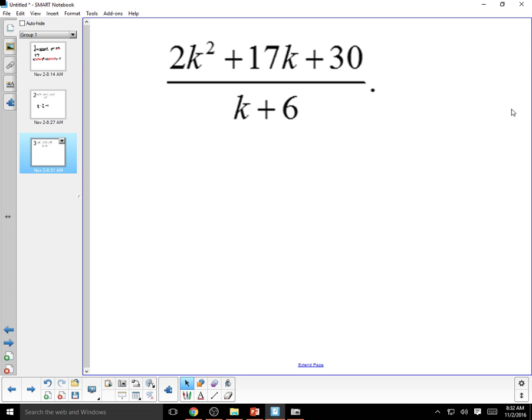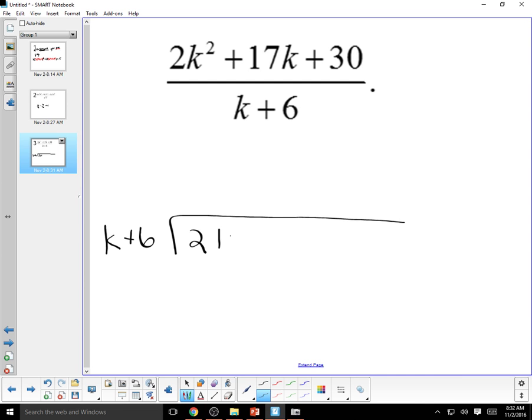Okay. So, once you start to get into the binomial part, you're going to have to divide the old school way. Right? You guys remember the idea? If you tip it over, the top one ends up on the inside of the division. But we're going to divide k plus 6 into 2k squared plus 17k plus 30.